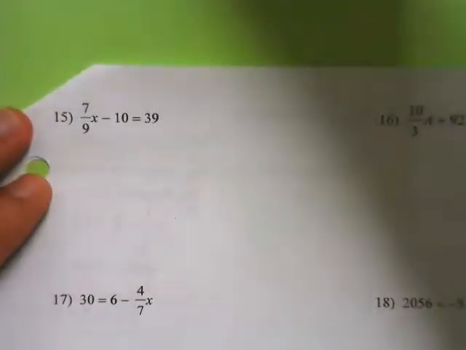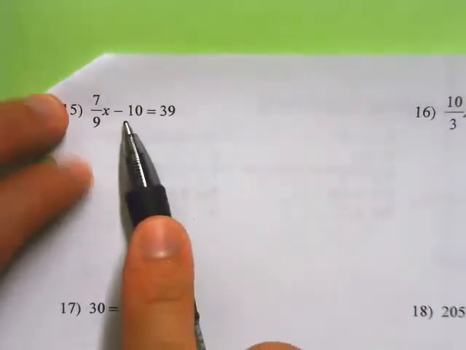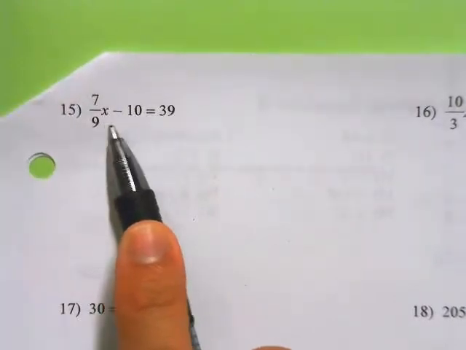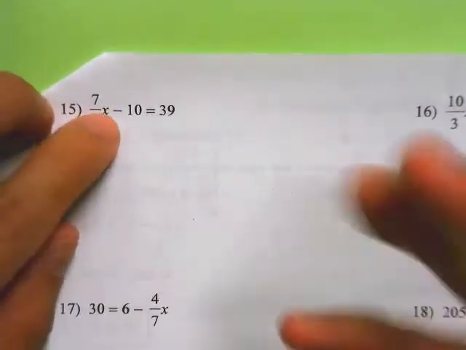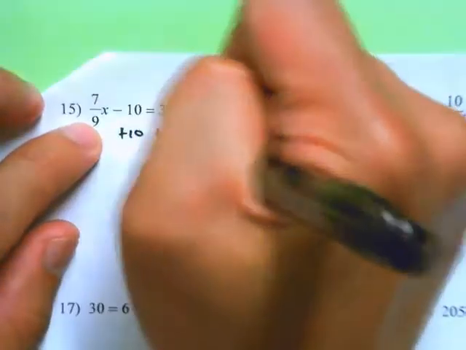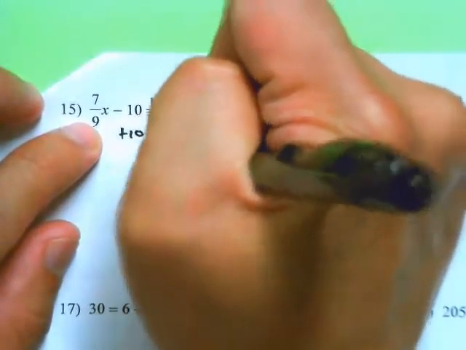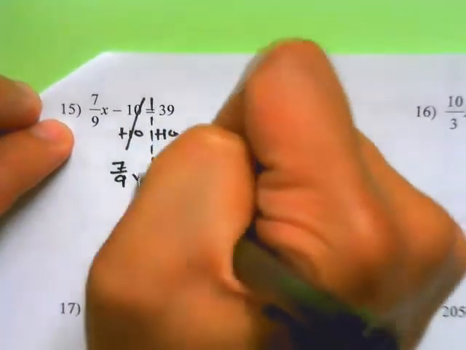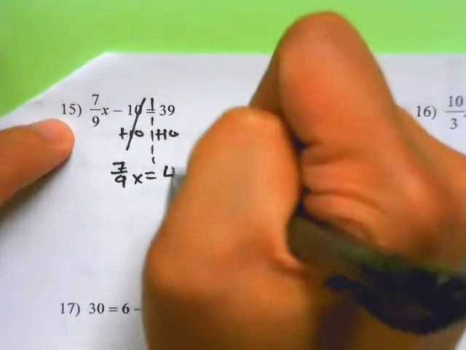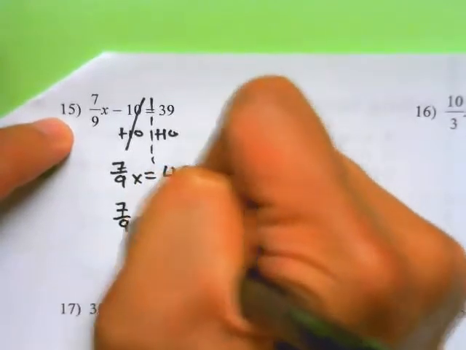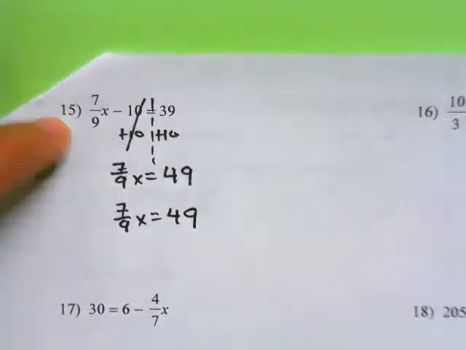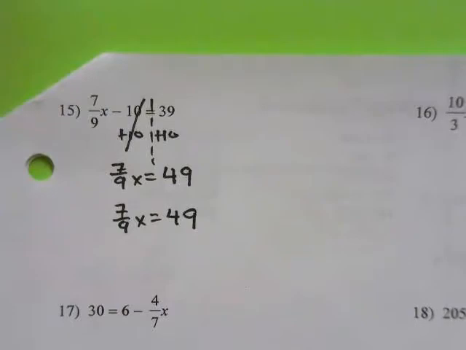Okay, number 15. Probably don't want to touch the 7/9 just yet, but we can do the -10, and most likely we're going to add 10 on both sides. 7 over 9x is equal to 39 plus 10, which is going to be 49. You don't have to write it twice, but I'm going to write it twice just so that you guys can see what I'm doing.